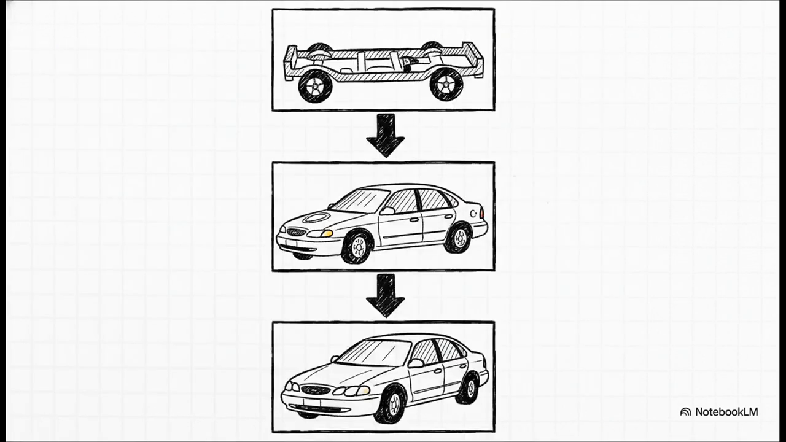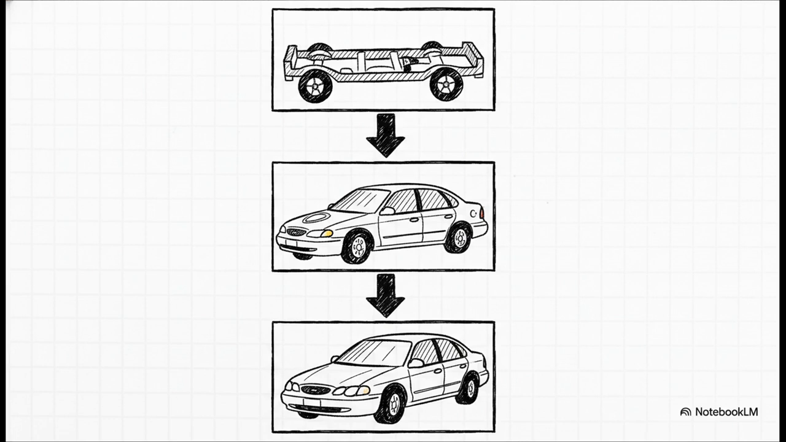Next up is inheritance. And let me tell you, this is a massive game changer for being efficient. Inheritance lets a new class automatically get all the properties and methods of an existing one. So you might have a general vehicle class with things like speed and an accelerate method.